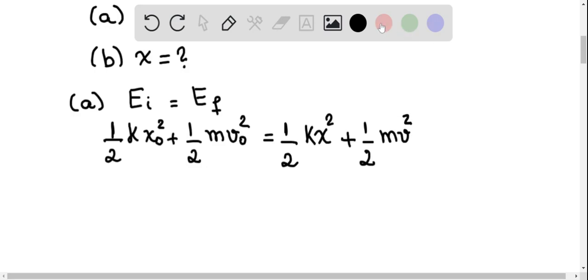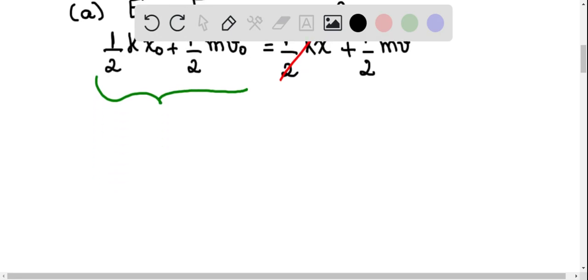Now, if we want v to be maximum, then we want x to be 0. So this term here is cancelled. And I can say that because the energy is constant, so this here is just a number, then for v to be as great as possible, x has to be as small as possible. And the smallest possible value of x squared is 0.